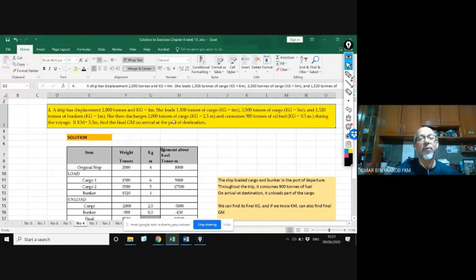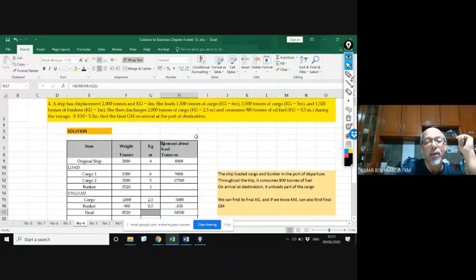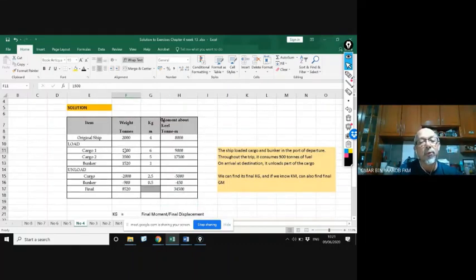Right, so that's the question. Find final GM on arrival at port of destination. Okay, as usual, make this table. This is a loading table. So when you load something, it's positive. When you unload or use or consume, we put negative here. So the ship is loaded with cargo and bunker in the port of departure. Throughout the trip, it consumes 900 tons of fuel. On arrival at destination, it unloads part of the cargo, which is minus 2,000 here. So we can find its final kg, and if we know km, we can also find gm.